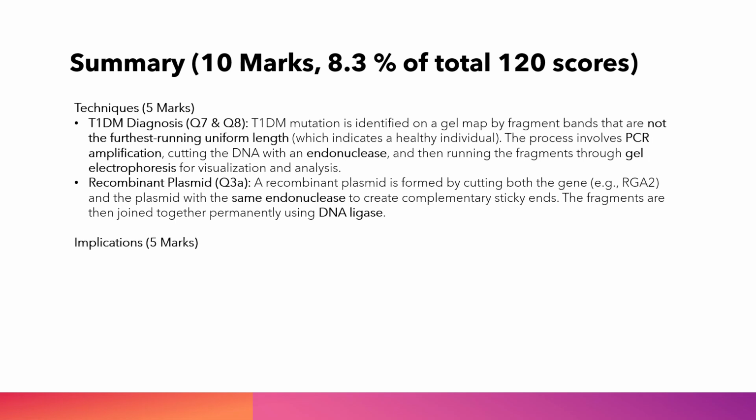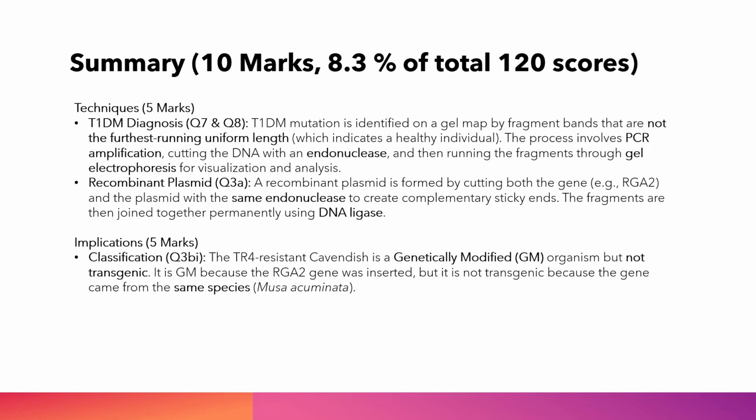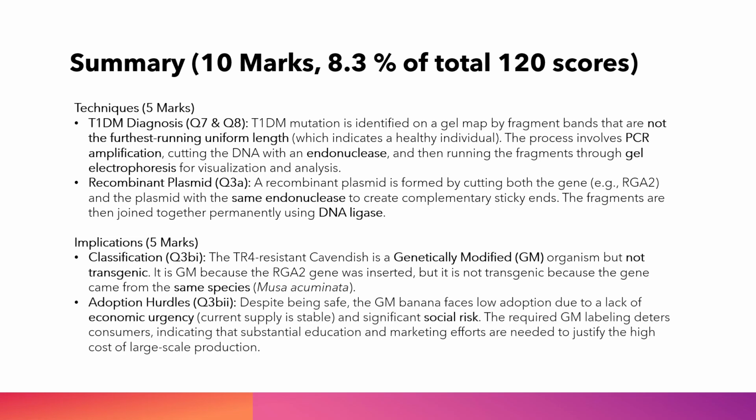Implications, 5 marks. Classification, Q3: the TR4-resistant Cavendish is a genetically modified, GM, organism, but not transgenic. It is GM because the RGA2 gene was inserted, but it is not transgenic because the gene came from the same species, Musa acuminata. Adoption hurdles, Q3b: despite being safe, the GM banana faces low adoption due to a lack of economic urgency, as current supply is stable, and significant social risk. The required GM labeling deters consumers, indicating that substantial education and marketing efforts are needed to justify the high cost of large-scale production.